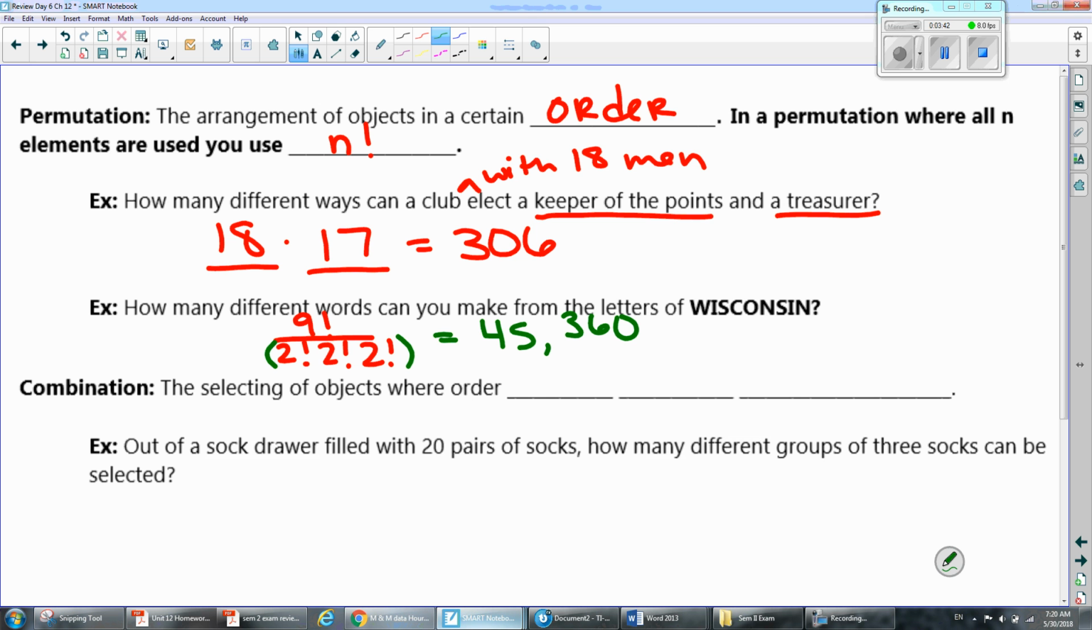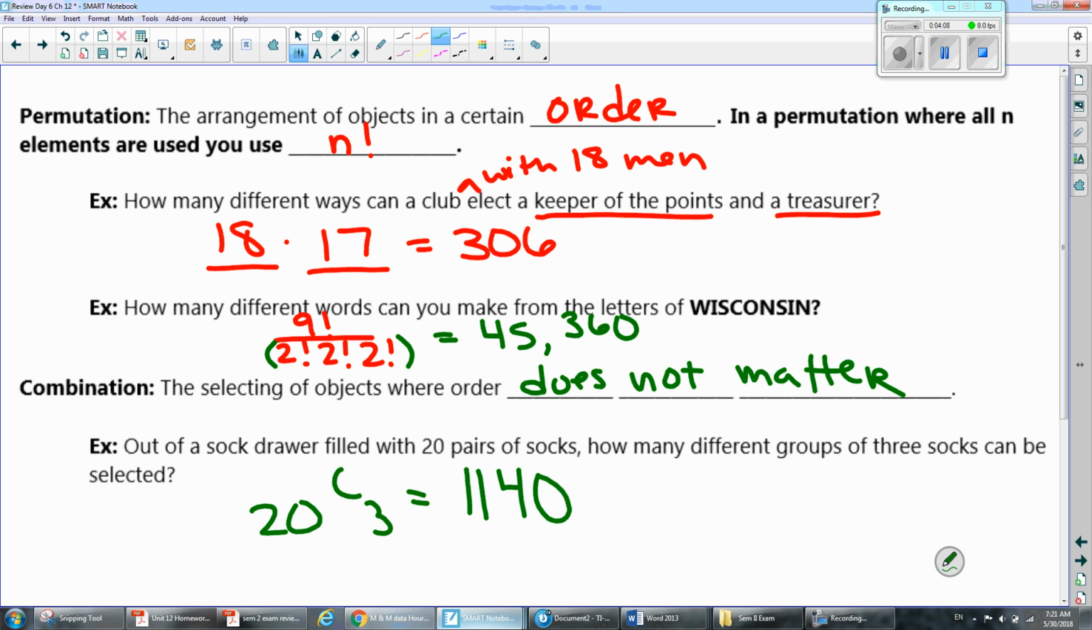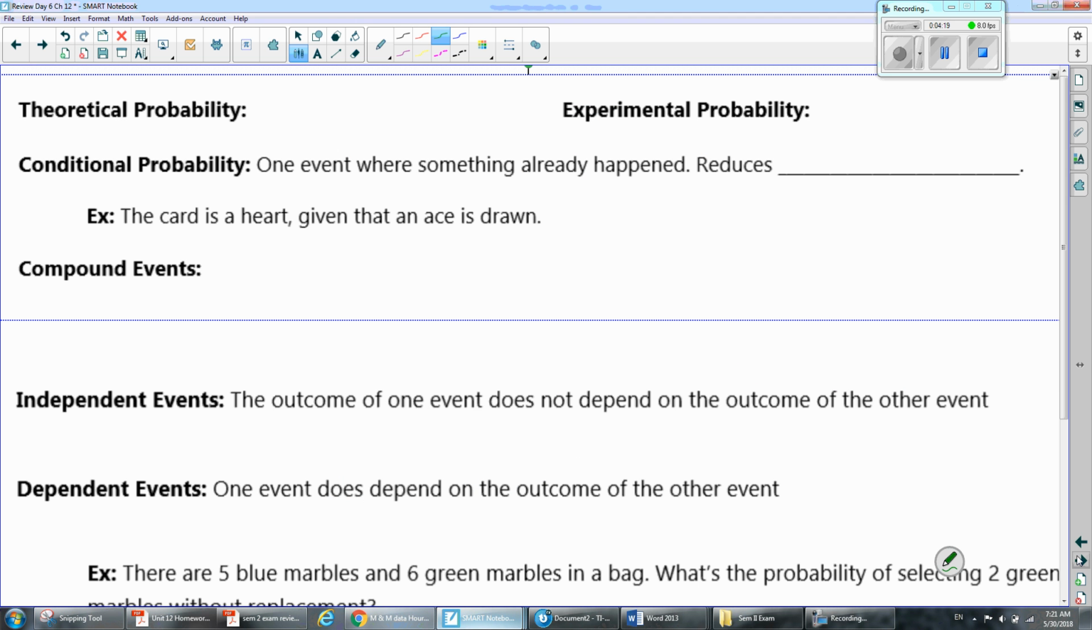Combination is just the opposite of a permutation, so you're selecting objects where the order does not matter. You're just taking things as a group. So out of a sock drawer filled with 20 pairs of socks, how many different groups of 3 socks can be selected? Out of those 20, you have to choose 3 of them. The order doesn't matter. Let's say they're all just being thrown in a suitcase for a vacation. Type in that special button on your calculator, remember nCr. End up with 1,140 different sock groups.